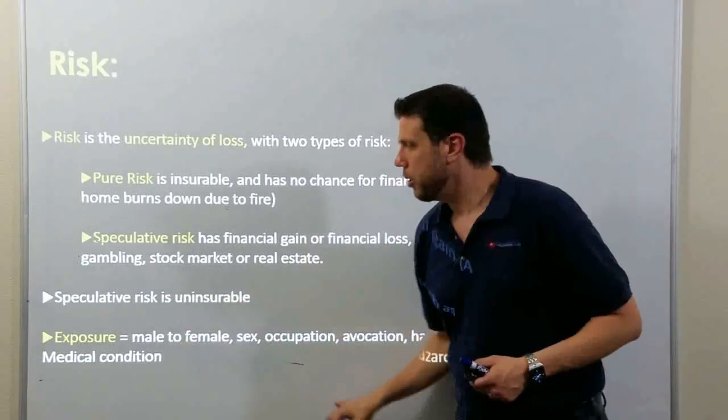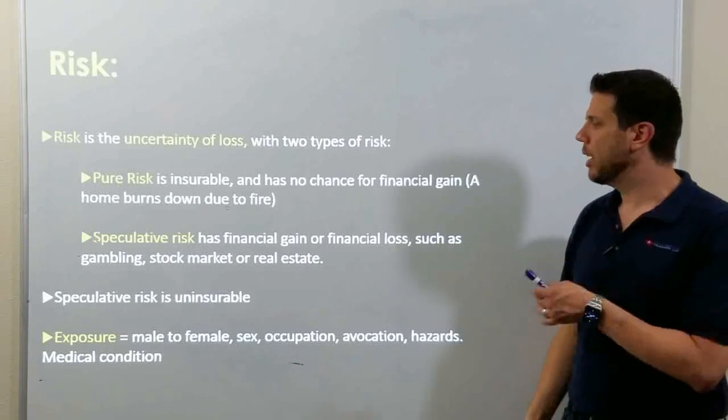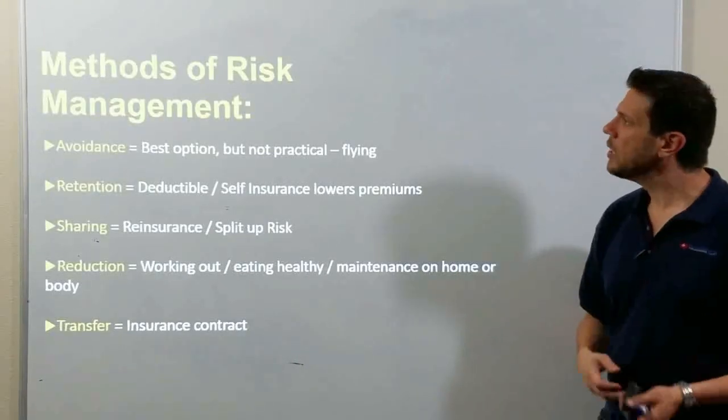Exposure is how prone you are to loss. So like men and women are differently exposed. Driving records are different exposures. Exposures are units of measurement.